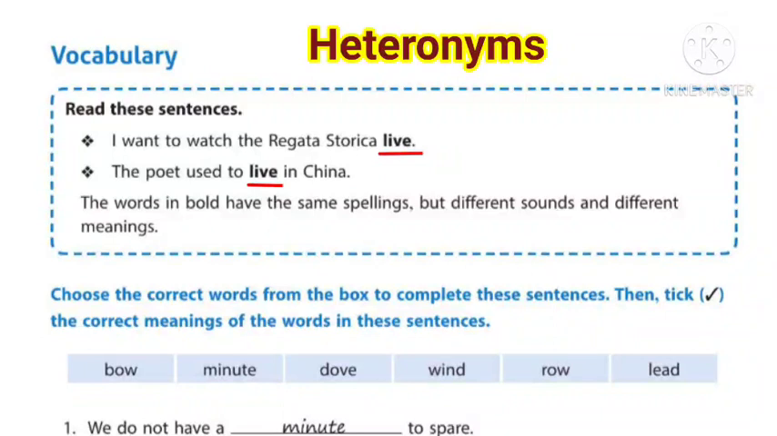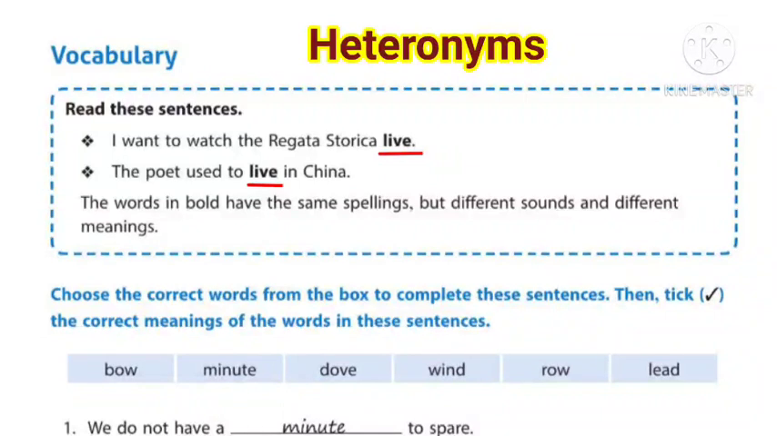In the first sentence, the word L-I-V-E, live, talks about a performance or a broadcast that is recorded or seen while it happens. So we can see that event while it happens. It is a live event that is broadcast or seen at the same time it is performed or when it happens. Okay. In the second sentence, the word L-I-V-E is pronounced as "live".